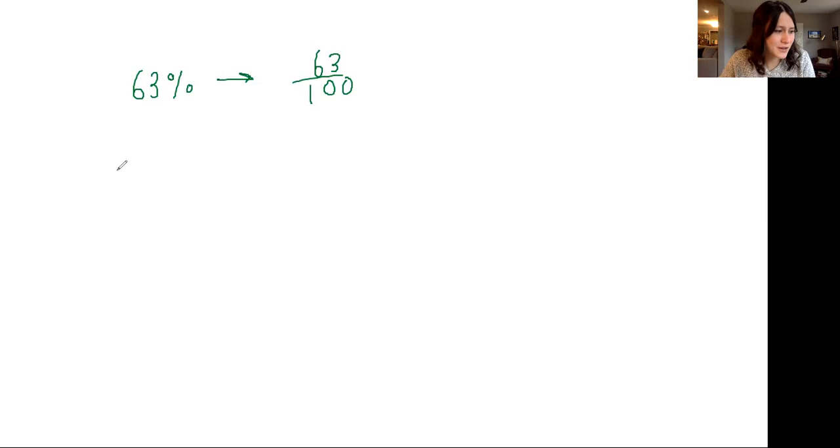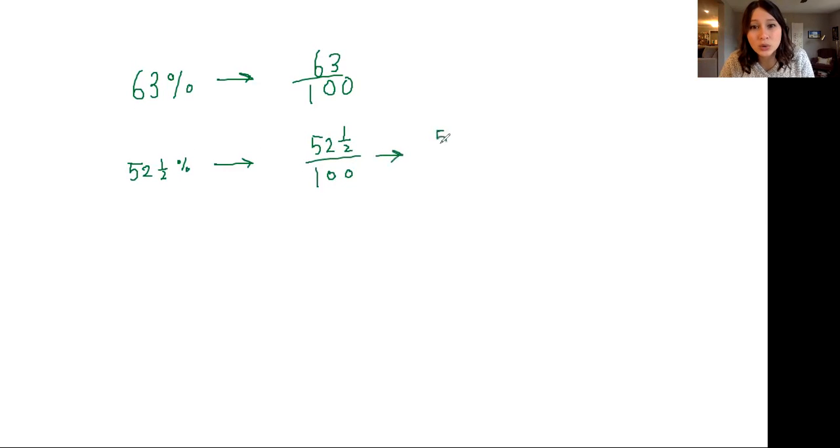So if I gave you 52.5%, how would you turn this into a fraction? Well, we would make this 52.5 over 100, right? And this might not be the best way of describing our fraction. We don't usually want to put a fraction over a fraction. So maybe I could change this to a decimal. Okay, but the idea is the same, right?